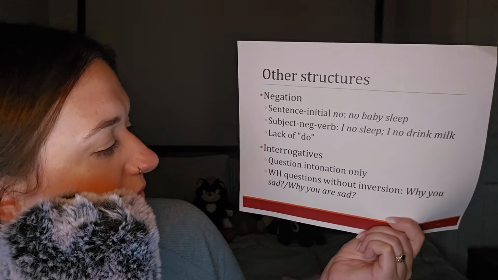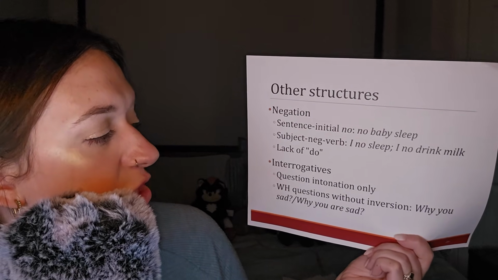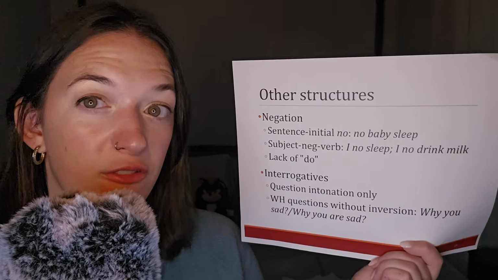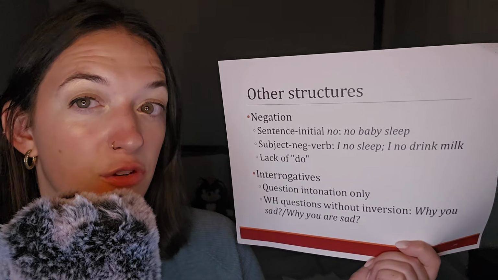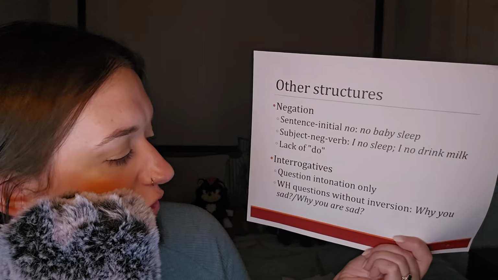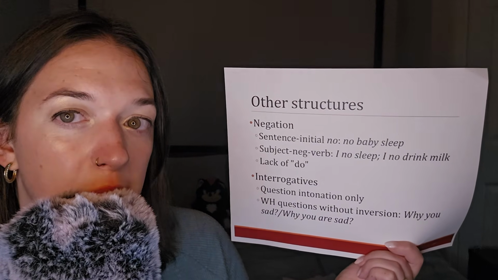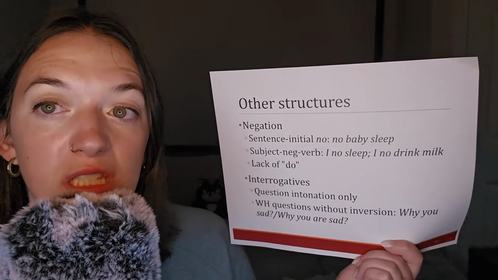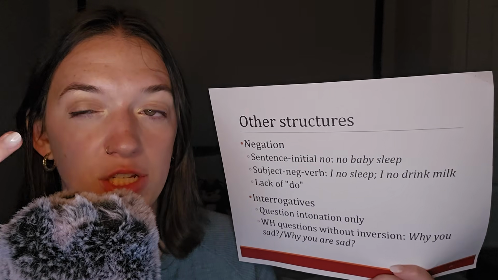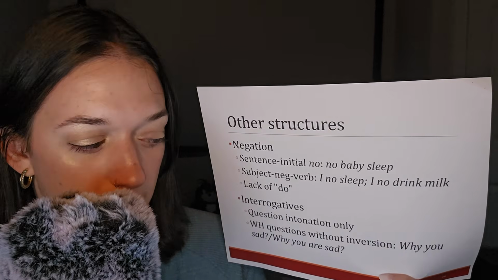And then often for interrogatives, young children will ask questions only through rising intonation. So, give milk? Give cookie? Or they'll ask WH questions without inversion. They would say, why you sad, or why you are sad, as opposed to why are you sad. Adult speakers will invert the verb and the subject in WH questions. Children won't do that until they get a little bit older.